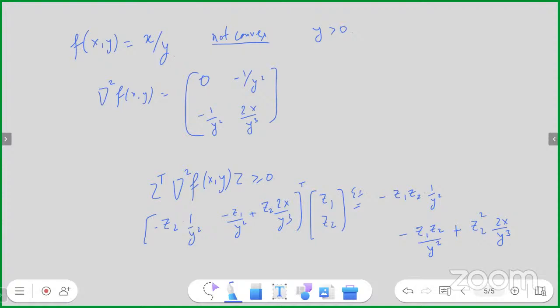What is the alpha-level subset? What is this alpha? It is the set of (x, y) such that x is less than alpha y. Okay, so take two points, the simplest thing you can do: (x1, y1) and (x2, y2), which belong to S alpha. So now consider lambda x1 plus (1 minus lambda) x2, comma lambda y1, sorry.